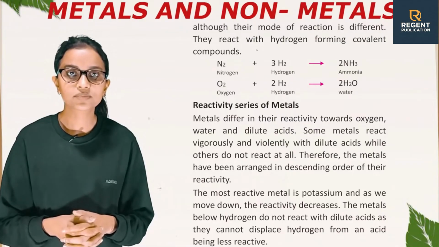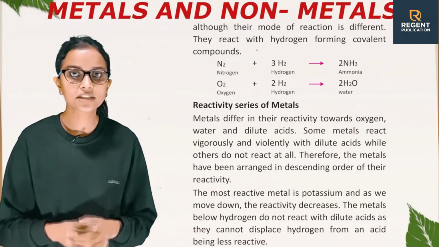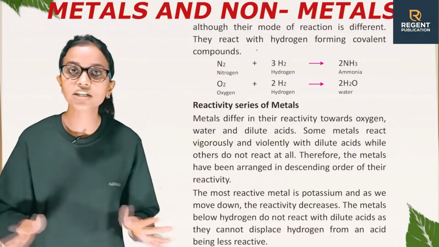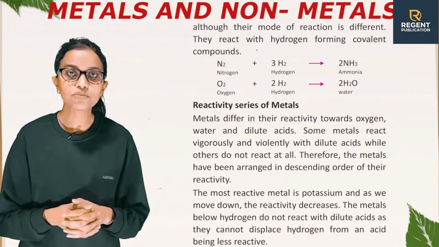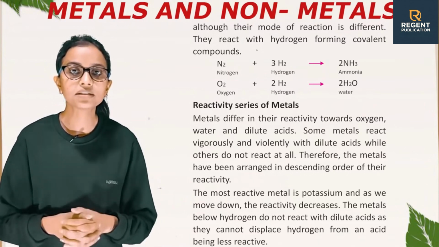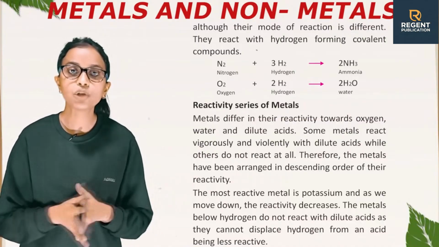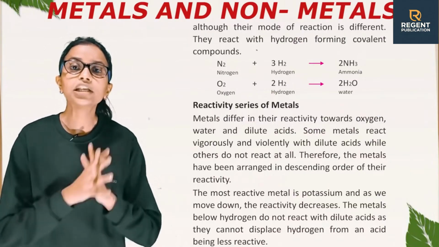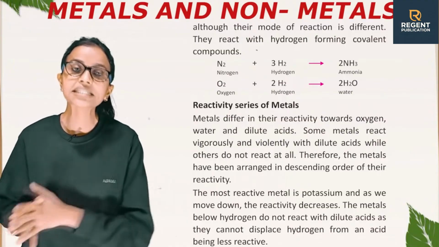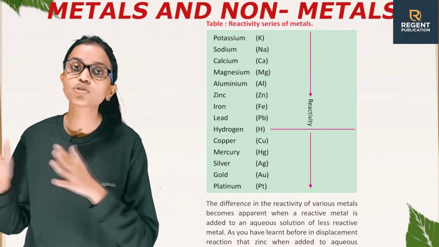Reactivity series of metals. Metals differ in their reactivity towards oxygen, water and dilute acids. Some metals react vigorously and violently with dilute acid while others do not react at all. Therefore, the metals have been arranged in descending order of their reactivity. The most reactive metal is potassium. As we move down, the reactivity decreases. The metals below hydrogen do not react with dilute acids as they cannot displace hydrogen from an acid, being less reactive. So, this table is showing reactivity series of metal.